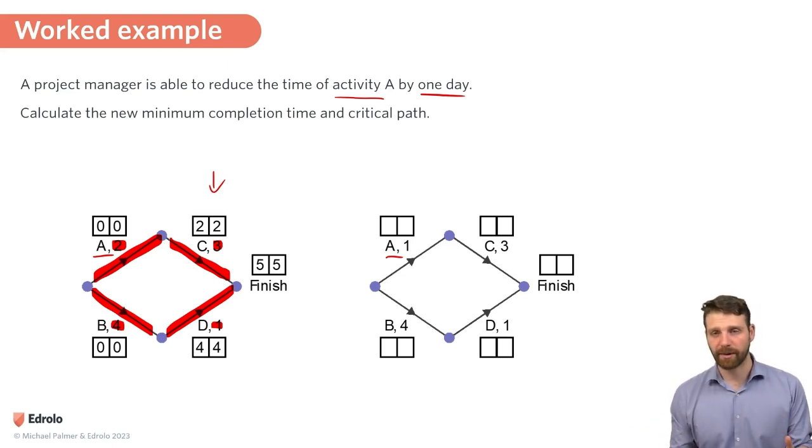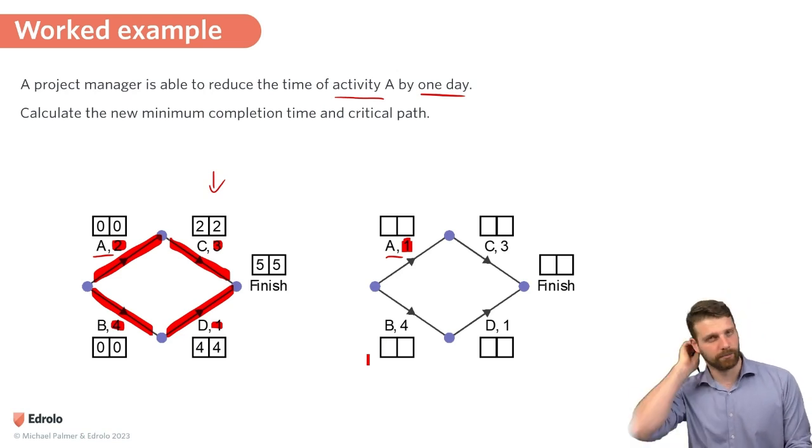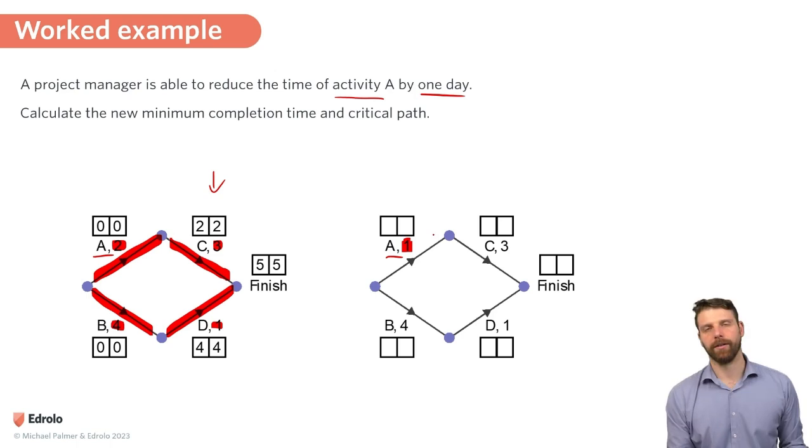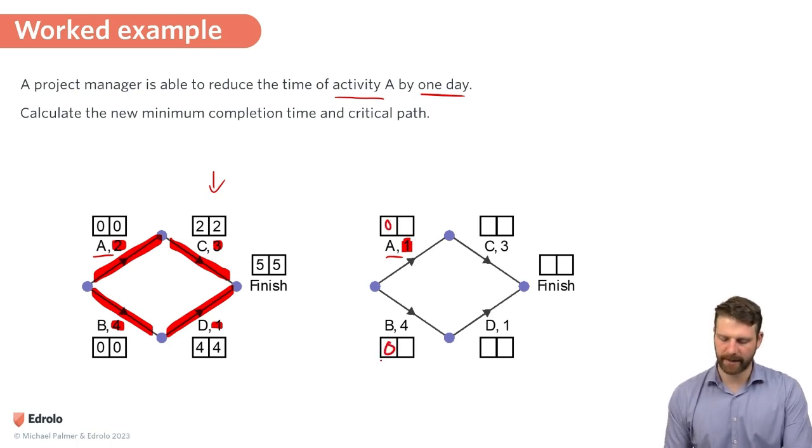So now let's see what happens when I make this update here of reducing A by 1 day, and let's see what we get. So let's start here, and we've got A and B starting on the 0th day, and then A takes 1 day, so C can start on the 1st day, and D can start on the 4th day. D takes 1 day to complete, and so coming in this way is 5 days, and C now takes 3 days, and coming in this way is 4 days now. So we can see the earliest finish time for the project is still 5 days.